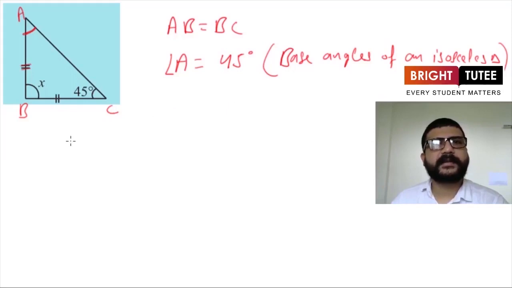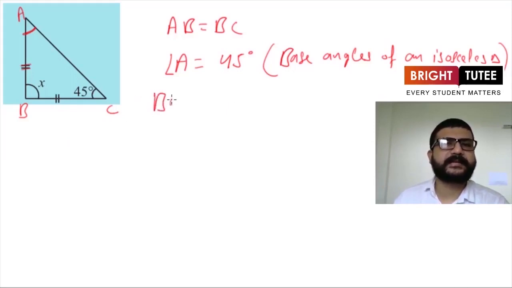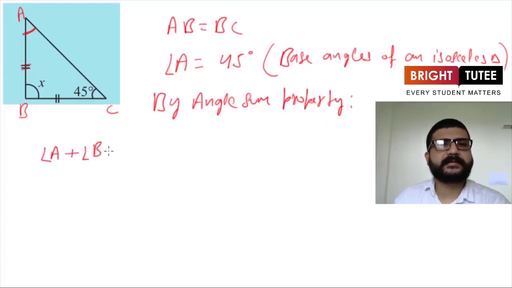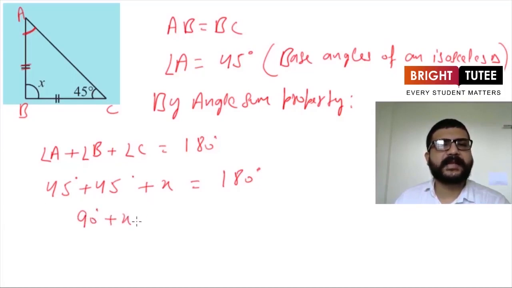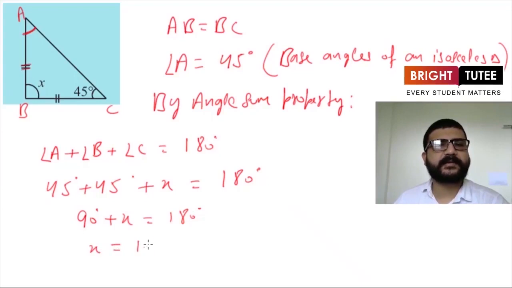How can we find that? Can we use the angle sum property now? Yes, we can do that. So let's write it by angle sum property. Angle A plus angle B plus angle C is equal to 180 degrees. Now angle A is 45 and angle C is also 45. So let's write 45 plus 45 plus angle B, which is x. Now this is equal to 180 degrees. From here we get 45 plus 45 is 90 degrees plus x is equal to 180 degrees. Now we can transpose this 90 to the right side of the equation. So this gives us x is equal to 180 minus 90. Now what is 180 minus 90? It is 90. So the final value of x is 90 degrees.